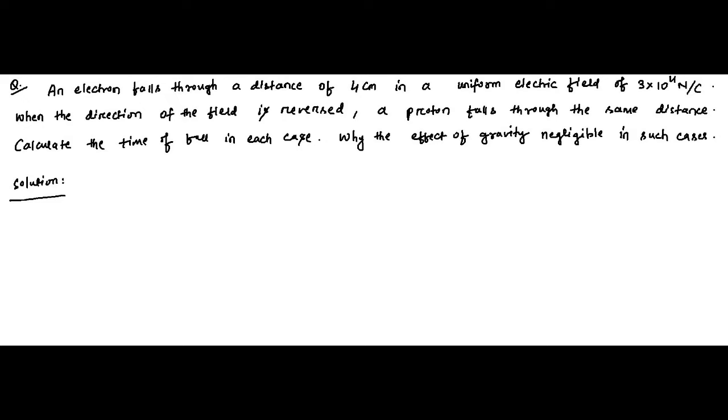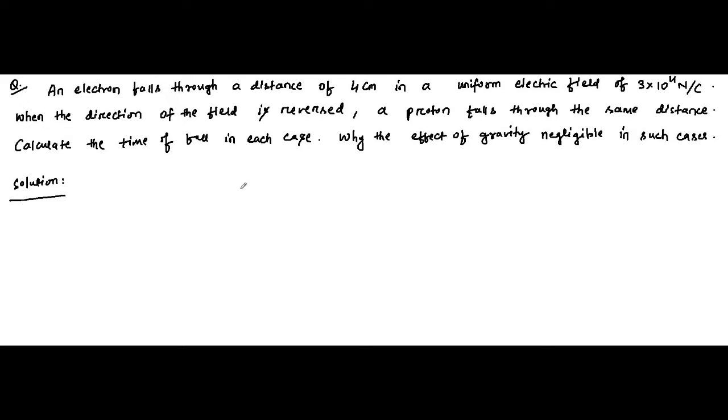Hello friends, so here is another question on electric field. The question is that an electron falls through a distance of 4 centimeter in a uniform electric field of 3 into 10 to the power 4 Newton per coulomb. And when the direction of the field is reversed, a proton falls through the same distance, that is 4 centimeter.